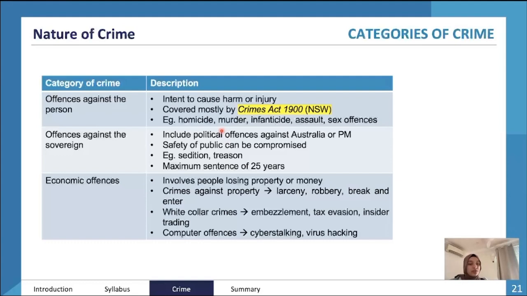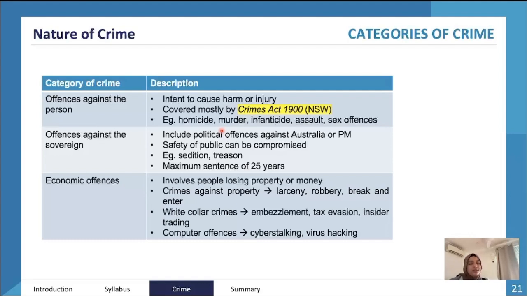Offences against the sovereign, so these include political offences. They're obviously going to be against Australia or the Prime Minister, whatever it is, and the safety of the public is essentially compromised. So treason, sedition are examples of that, and it has a maximum penalty of 25 years imprisonment.